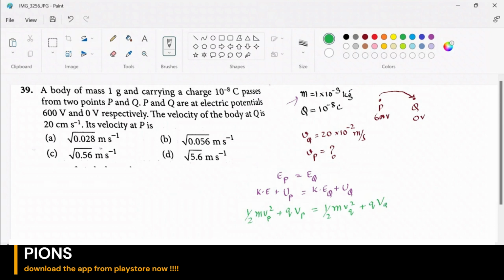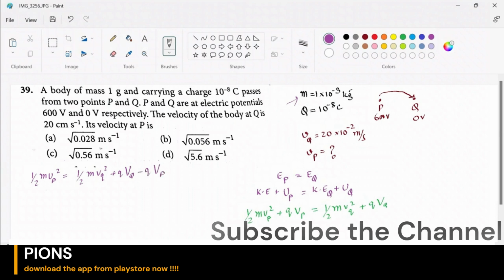Okay, great. Let's now substitute whatever stuff. We have to find the velocity at point P. So first, instead of substituting everything, let's take everything on the other side. So I am taking this QVP. We want half mv square now. So this will be half m Vp square equals half m Vq square plus Q into potential at Q minus Q into potential at P.